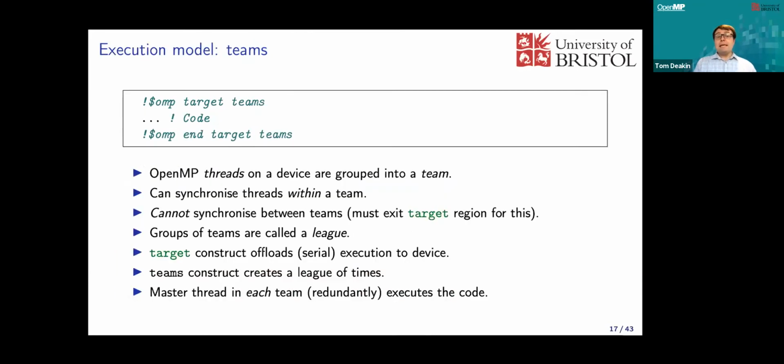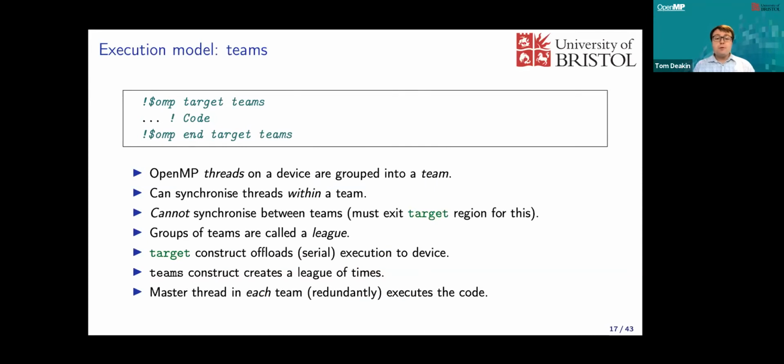So let's talk about teams. That's the first part of our big directive. So let's look at target teams with some code in the middle. So we talked to this a little bit this morning. When you make a lot of threads on the device in OpenMP, on the CPU and on the GPU, all of those threads are grouped together in a team. You have a team of threads, and this is true on the target device as well. The OpenMP threads are grouped into one or more teams.